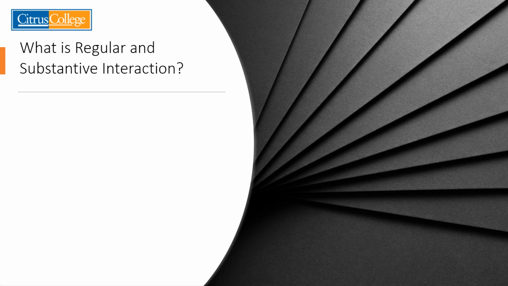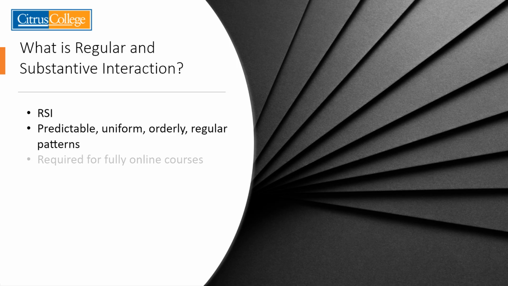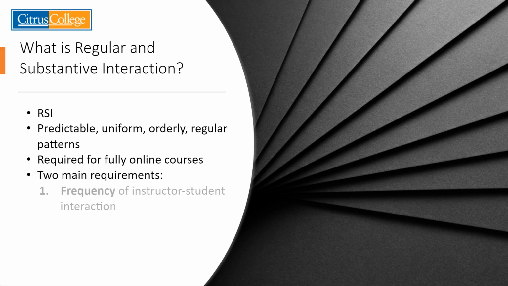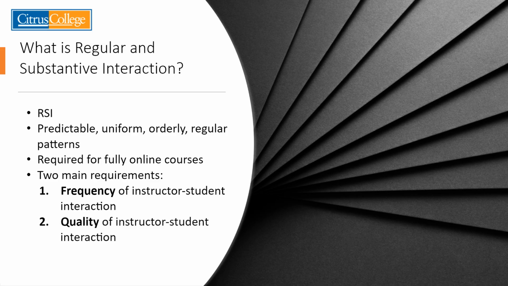Regular and substantive interaction is abbreviated RSI. Just like the image on the screen, RSI compliant courses are designed with predictable, uniform, orderly, or regular patterns. RSI is a requirement for all fully online courses and has 2 main requirements. 1. Frequency of instructor-student interactions, and 2. Quality of instructor-student interactions.